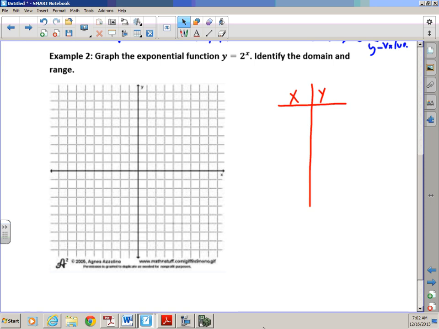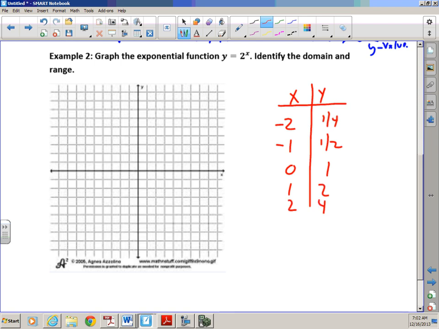So here are the values that I'm going to put in. There's no magic to how many. It's just enough to get a good idea of my curve. You want to use numbers that are not infinitely small or large. So I'm going to plot these 5 points, -2, 1/4. Now, is it going to be exact? No, but it's reasonably close.